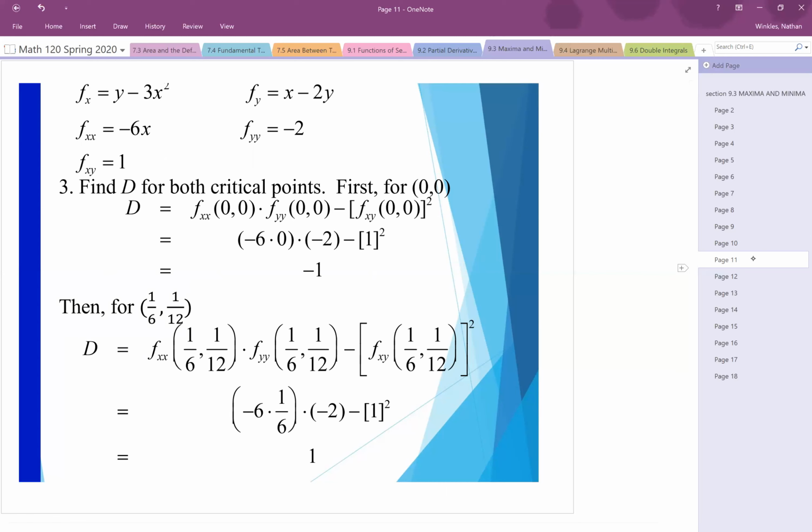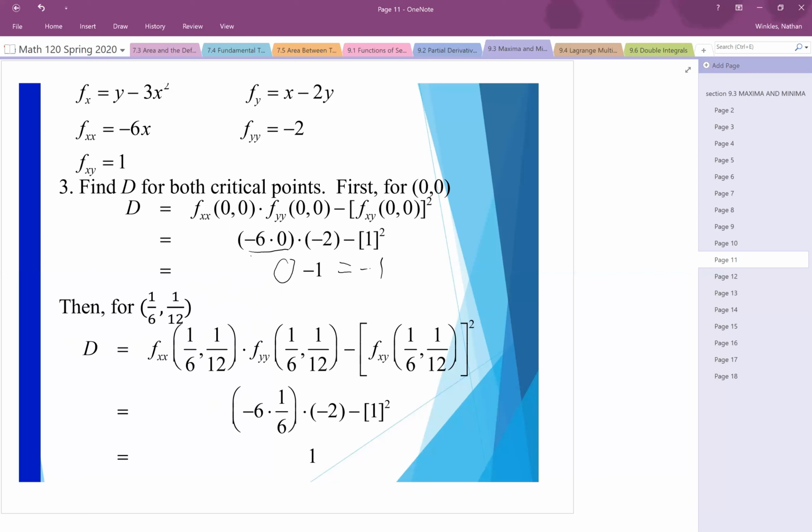So going back to our partial derivatives that we see at the top of the page, we need to find D for both of our critical points. So for (0, 0), for fxx, we get negative 6 times 0. For fyy, we get negative 2. So then fxy at (0, 0) gives us 1. So we're going to get 0 minus 1, which is negative 1. It's a negative value. It's less than 0. It's a saddle point. So it is neither a relative max nor a relative min.